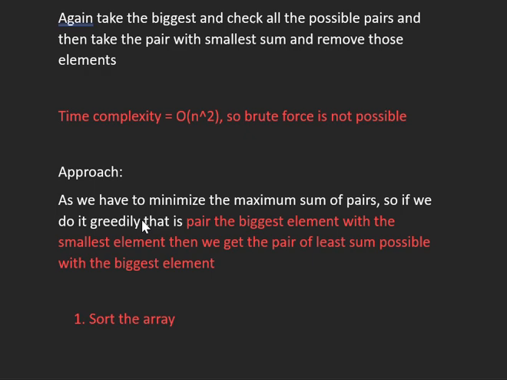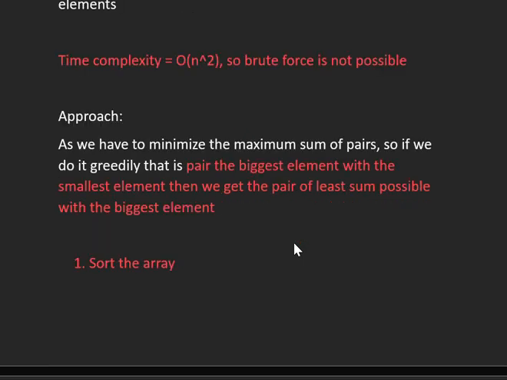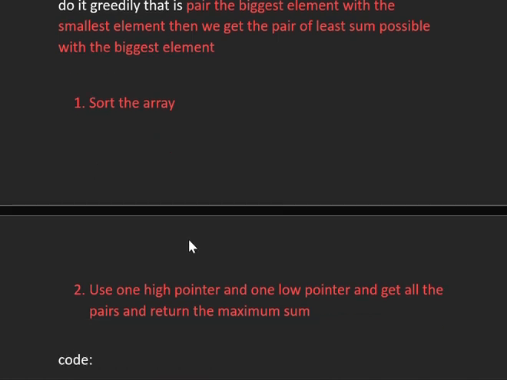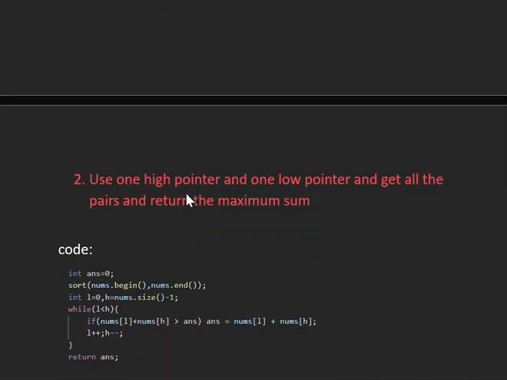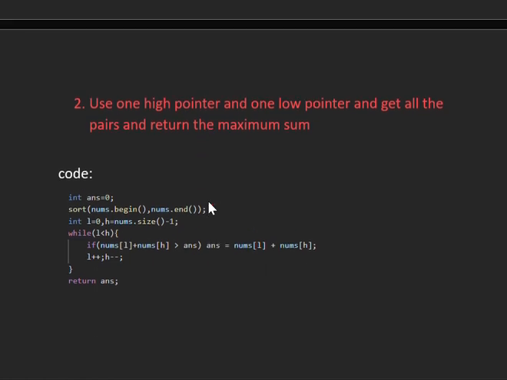So this will be our optimal approach. What we'll do is we'll think greedily. We'll be pairing the biggest element with the smallest element. That's how we get the least sum possible for the biggest element. So we'll be sorting the array and then use a two pointer approach to get all the pairs, and then we'll be returning the maximum sum.